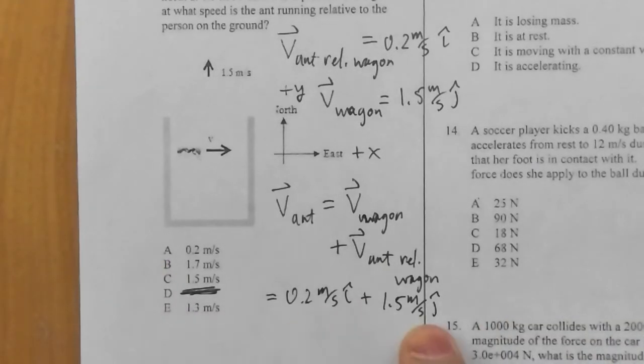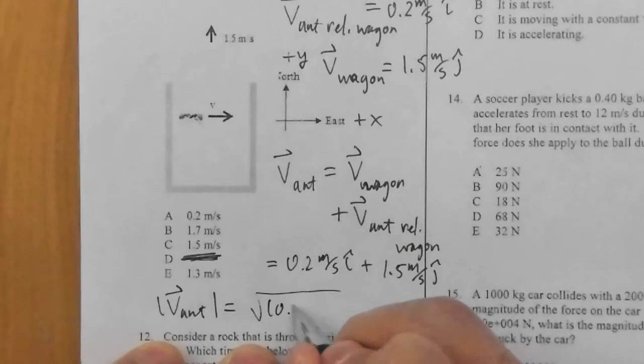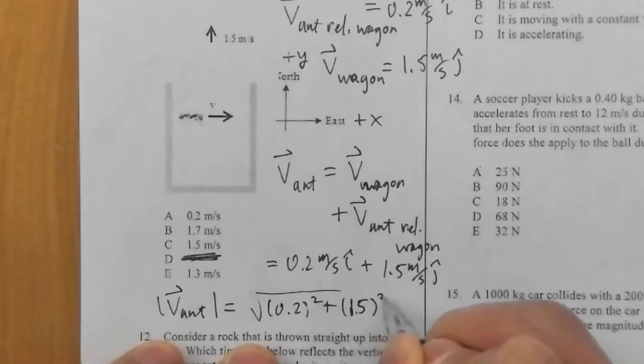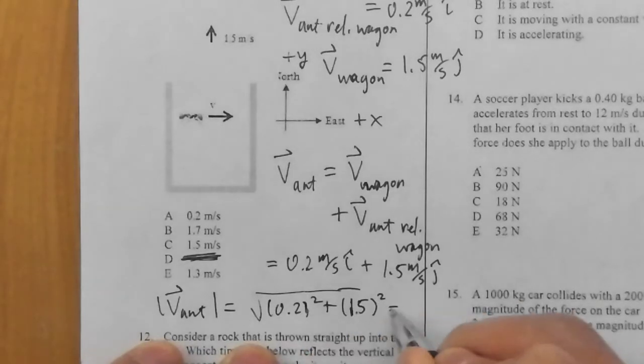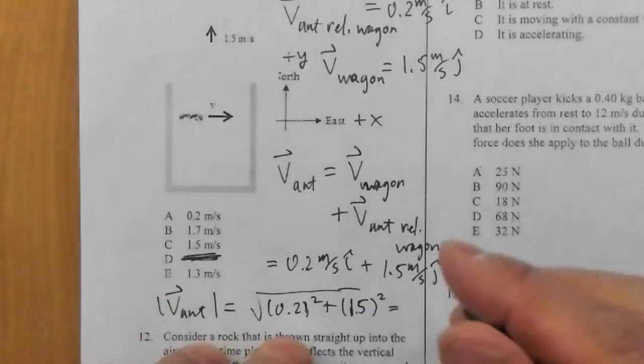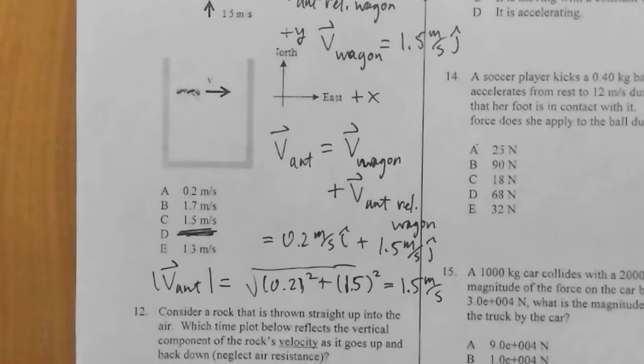So these are my components. If I want the magnitude of the velocity, or the speed of the ant, it's the square root of the sum of the squares, 0.2 squared and 1.5 squared. Because 0.2 is kind of small, when you round it's 1.5. So it's kind of simple. All right, any questions?